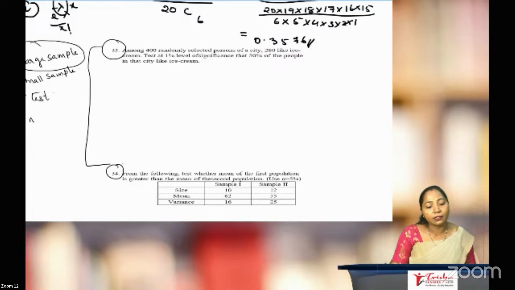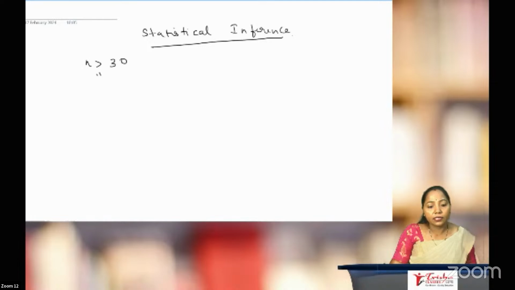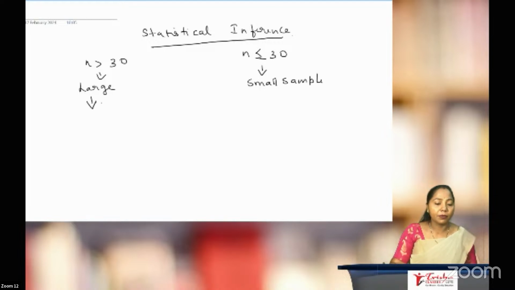Yes, if n is greater than 30, okay, it is statistical inference. So, if n is greater than 30, it is a large sample test. If n is less than or equal to 30, it is small sample test. Now, under large sample test, if the sample size is large, more than 30, what is the distribution that we consider? It is normal distribution.